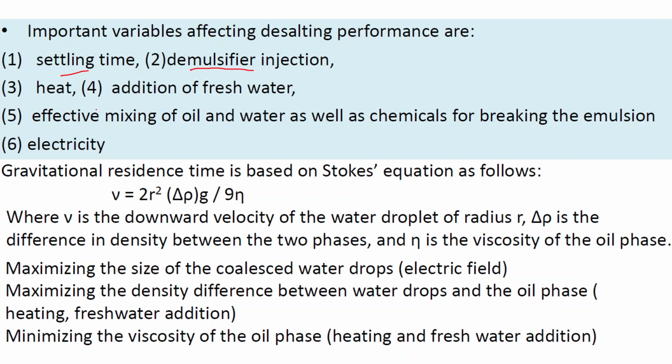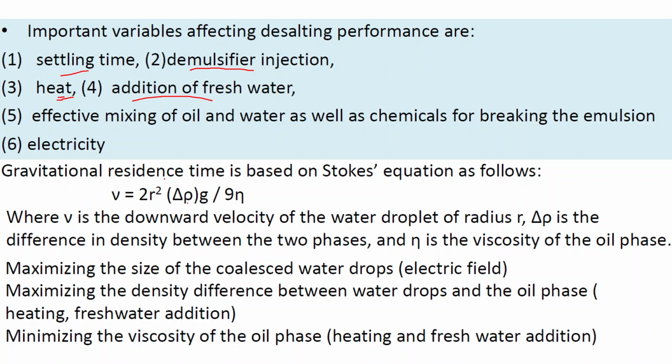Then the demulsifier injection, some emulsifying agents are required for the stability of the emulsion. Then the temperature we give, the addition of fresh water, effective mixing of oil and water as well as chemicals for breaking the emulsion, and electricity. The residence time, that is the settling time, is based on the Stokes equation, which is given by nu equals 2r squared delta rho g by 9 eta, where nu is the downward velocity, the settling velocity of a water droplet of radius r.